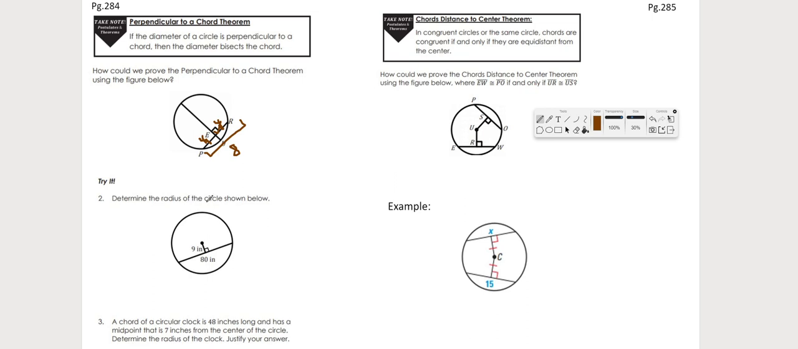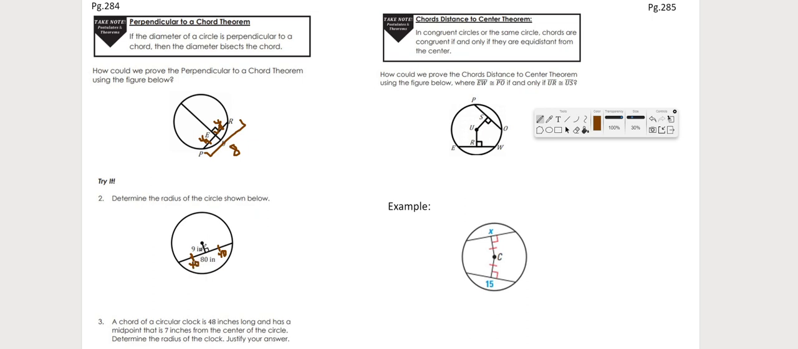It says determine the radius of the circle shown below. Notice they're showing you that this piece coming from the center is perpendicular to the chord. Notice they show you it's perpendicular. So because of the perpendicular chord theorem, this piece and this piece of the chord are equal to each other. Notice the whole thing is 80, so this piece right here is 40. And I also know that this piece right here is 40 inches.